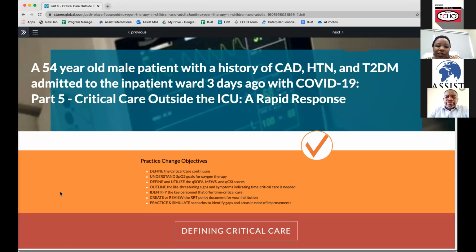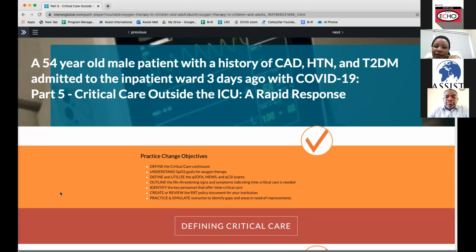By the end of our discussion, we want to define the critical care continuum of care. We want to understand what the goals of oxygen saturation are when you're dealing with a critically ill patient in medicine. So what are your goals of oxygen therapy? We want to define and utilize some scoring tools. What is going to help us define what a critically ill patient is and what interventions are we going to put in place? We're also going to outline some of the life-threatening signs and symptoms which indicate time critical care is needed.